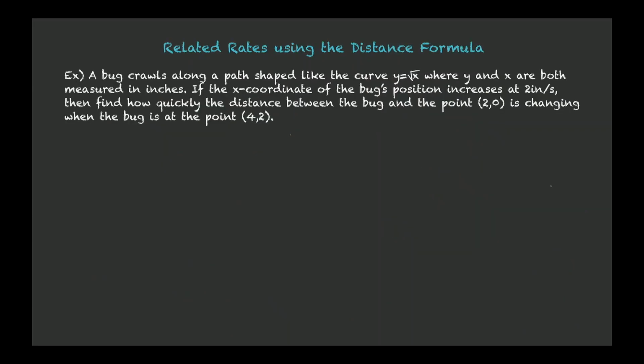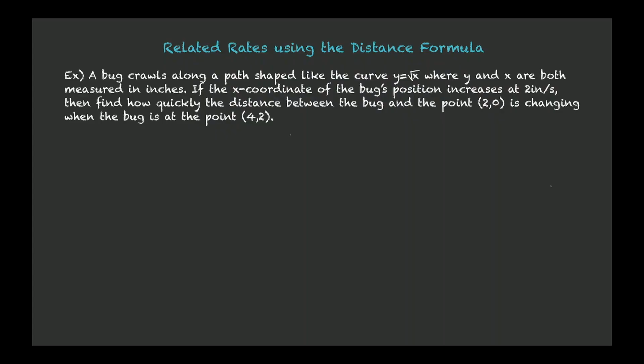All right, in this video, we're going to do a related rates problem using the distance formula. So let's jump right into it with an example. So a bug crawls along a path shaped like the curve y is equal to the square root of x, where y and x are both measured in inches. If the x-coordinate of the bug's position increases at 2 inches per second, then find how quickly the distance between the bug and the point (2,0) is changing when the bug is at the point (4,2).